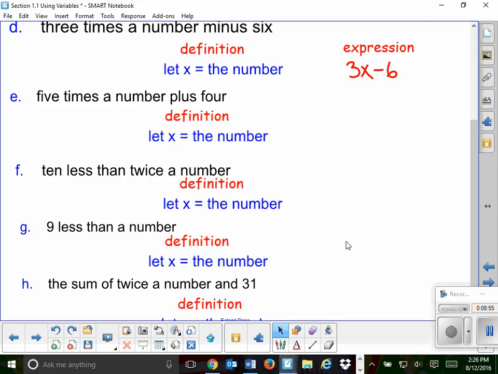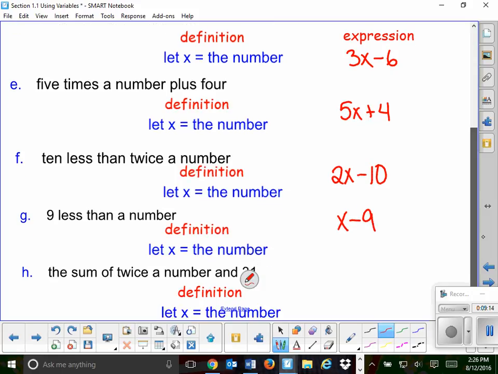So next thing is 5 times the number plus 4, which would be 5x plus 4. And you're just checking your answers. 10 less than twice a number, 10 less than that. 9 less than a number, the number is x, and I want 9 less than that. The sum of twice a number and 31. So the sum of twice a number, and it's the sum, so this is twice a number right here. This means sum right there, and 31.